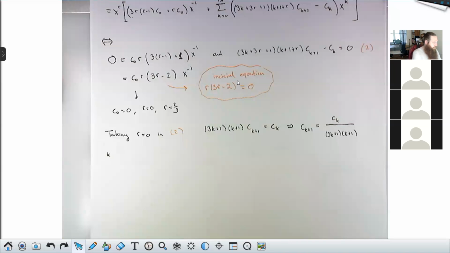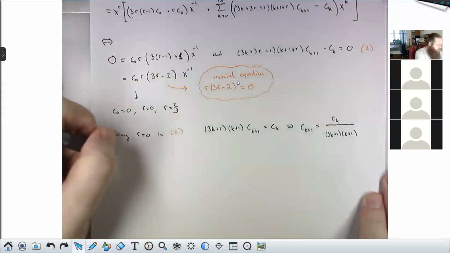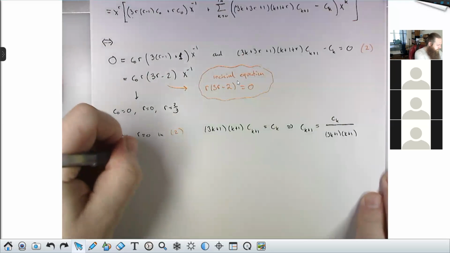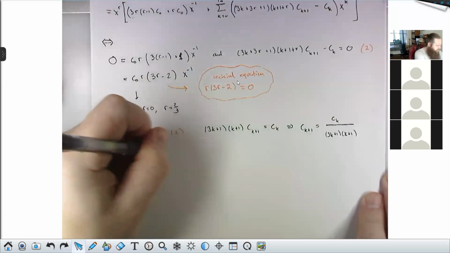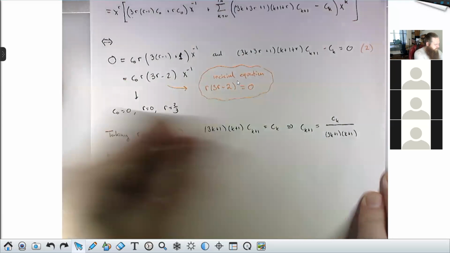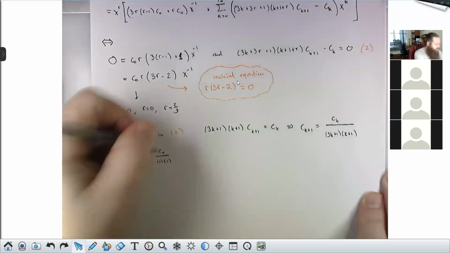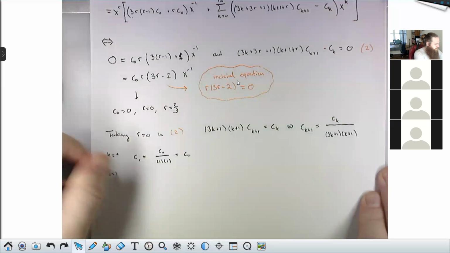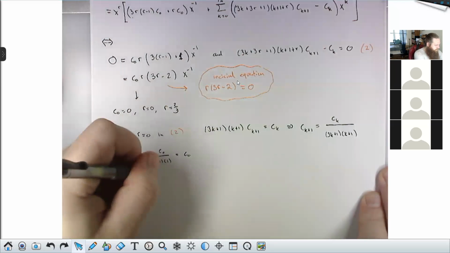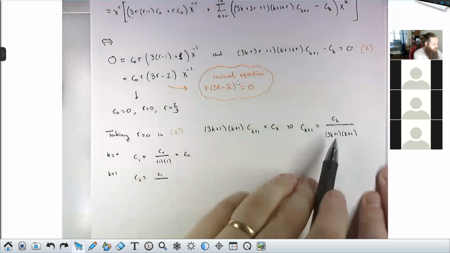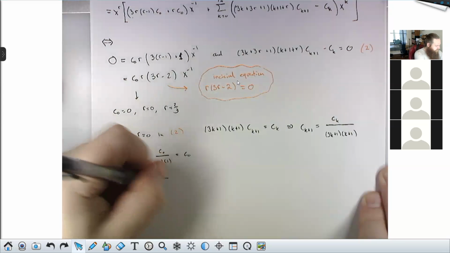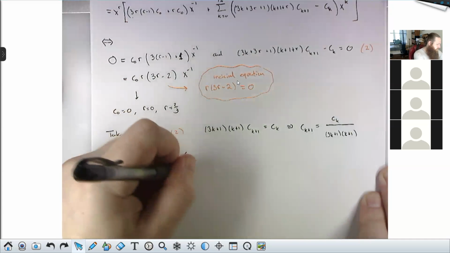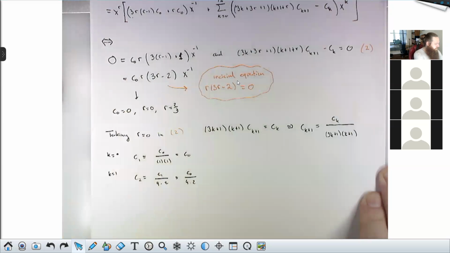So I'm going to go ahead and take r equals 0 and start plugging in some values for k. So when k is 0, I get C1 equals C0 over 3 times 0 plus 1 times 0 plus 1. So C1 is the same as C0. Taking k equal to 1, I get C2 is equal to C1 over 3 plus 1 is 4, times 1 plus 1 is 2. So that's C0 over 4 times 2.